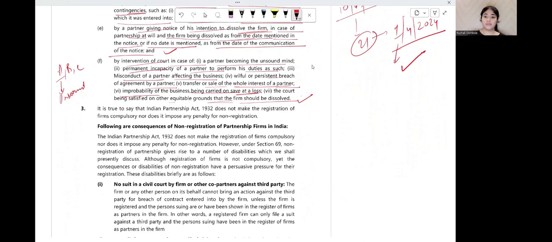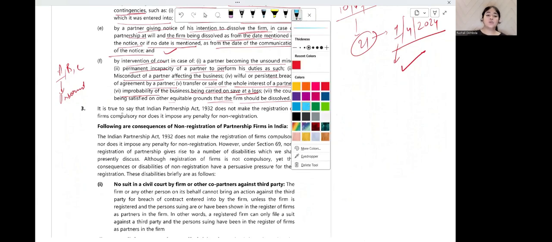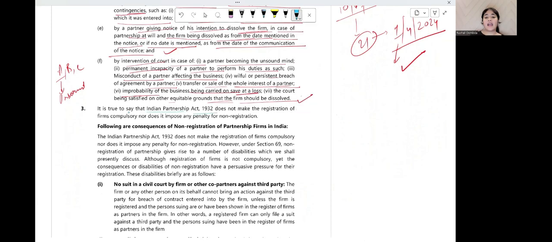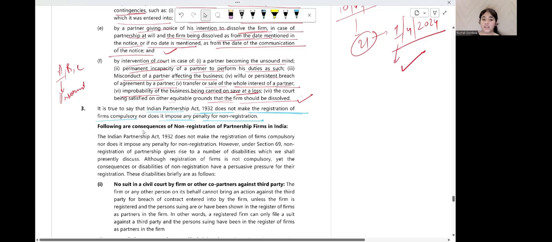Let's see what they have given. It is true to say that the Indian Partnership Act 1932 does not make the registration of firms compulsory, nor does it impose any penalty for non-registration. So it does not give you any penalty, nor is it compulsory to get the registration. Following are the consequences of non-registration. If you don't get registered, you can't file a case. Then you can't fight that I was not given my share. Other people can't file a case against you. All these things happen as the consequence of non-registration.